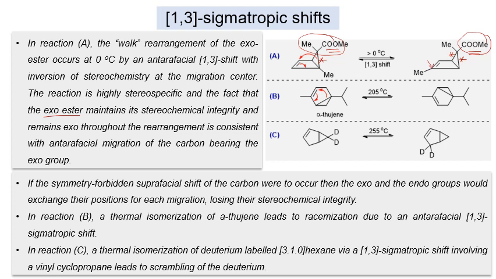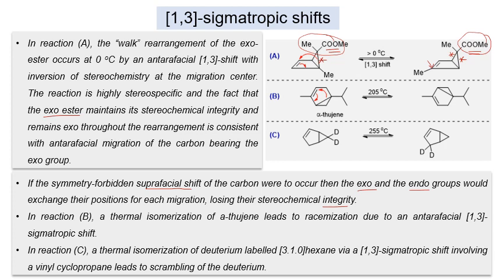If this was not an antifacial rearrangement, then the suprafacial shift of the carbon would mean that the exo and endo groups would exchange their positions for each migration, thereby losing the stereochemical integrity, which does not happen. So this is a classical example, a kind of a proof for the antifacial migration for the 1,3 shift.